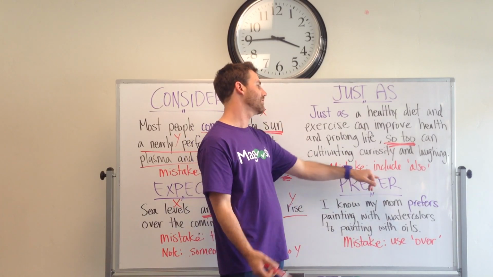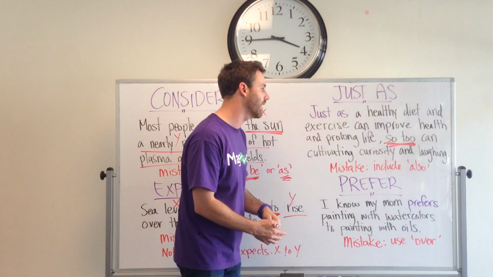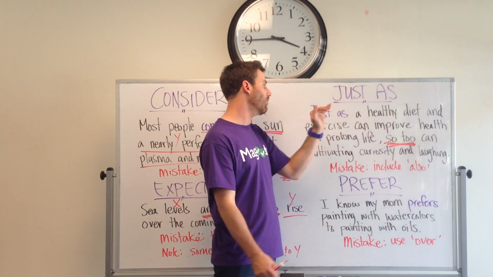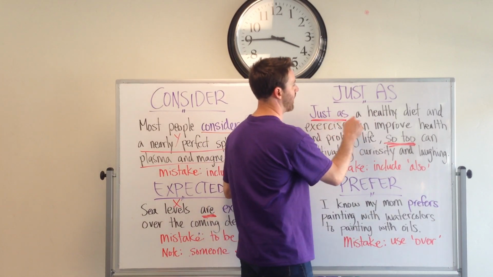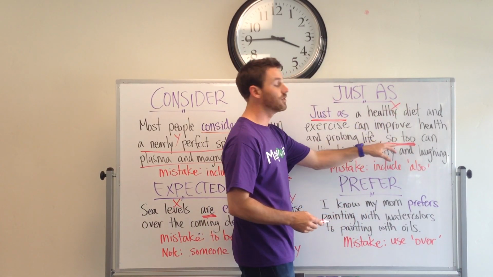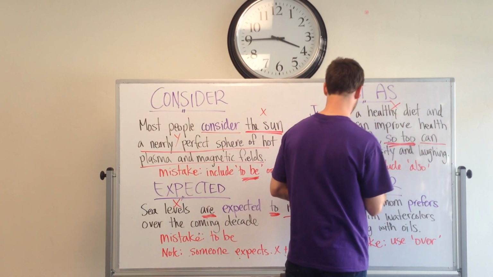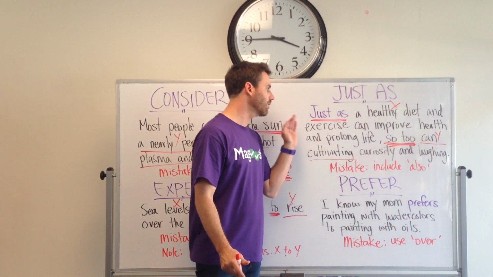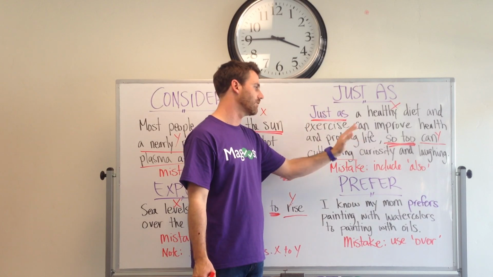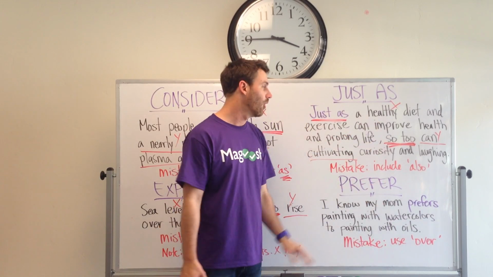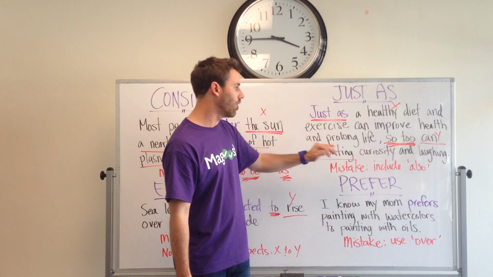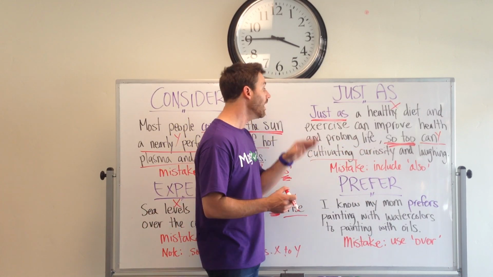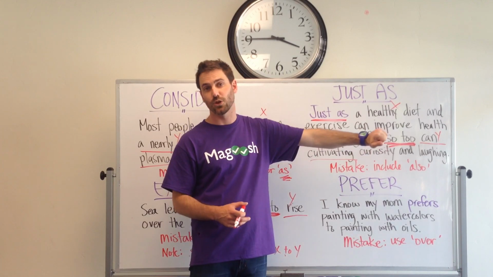So the mistake here is to include also somewhere at the end, or to use also instead of too. So it's always going to be just as something, X, so too something else can cultivating curiosity. And that's your Y. So don't say just as something something, so also, or so too can cultivating curiosity and laughing also. You don't want to repeat yourself. So the idiom here is just as, so too.